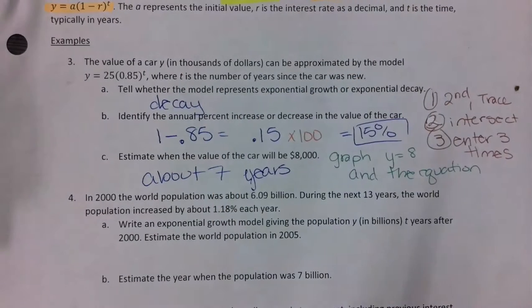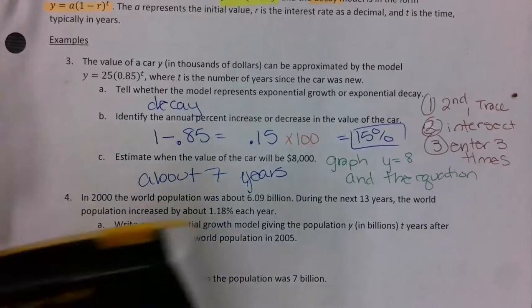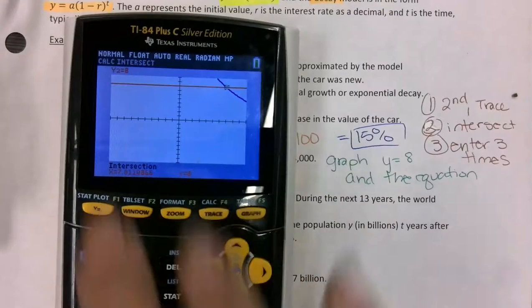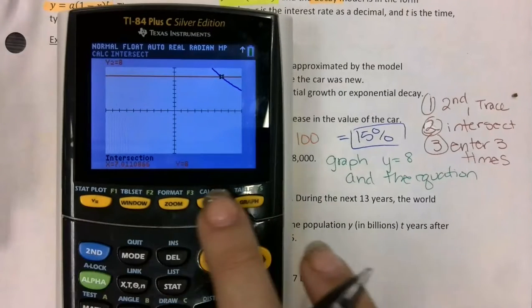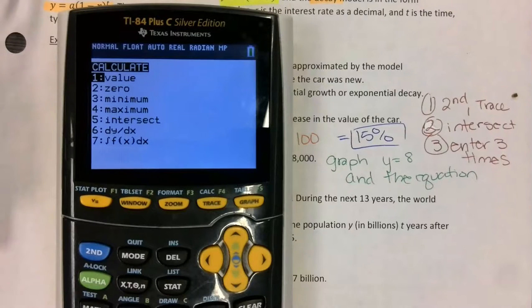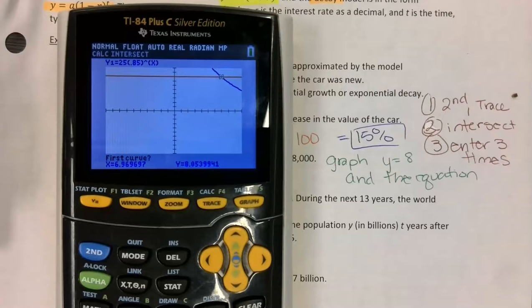Questions there? Show how I got the 7. So I go second calc, and then I press 5. And then it wants me to pick the first curve or line, which is, if I move this over, the blue one. I press enter. It wants the second one, that's red. And then it wants me to guess where they cross. You don't have to do it. I don't know why the calculator likes you to guess, but you do it. And then it tells you it. You just press enter.